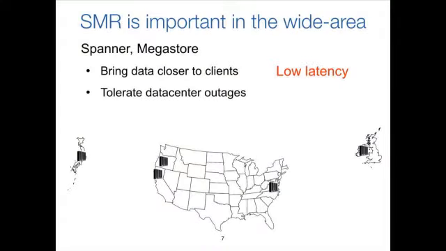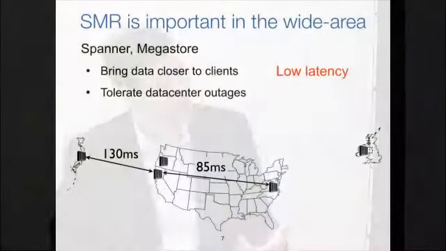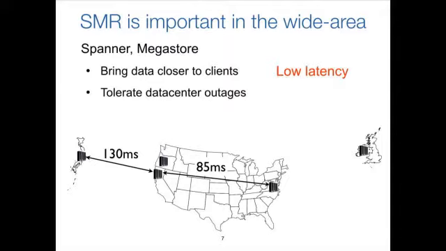We also use state machine replication in the wide area because we have clients on different continents accessing the same databases. So we want to bring that data closer to clients, and we also want to be able to tolerate full data center outages. And because in this setting, distances are so large, any inefficiency in unnecessary message delays or round-trip times to commit are going to have a high impact on latency. So it is critical in this setting for our implementations of state machine replication to have low latency. Spanner and Megastore are well-known systems that implement state machine replication for geo-replication.